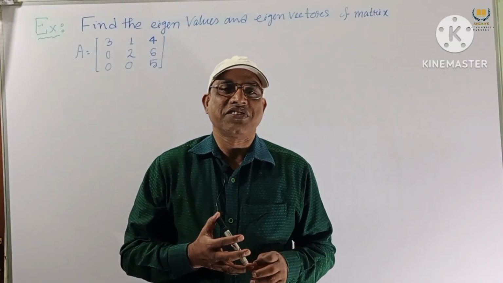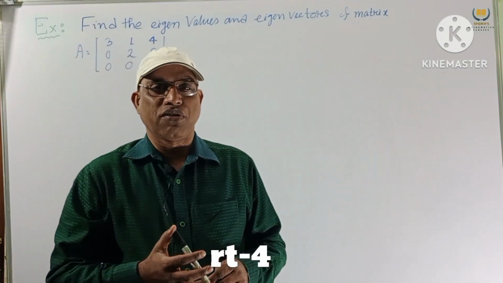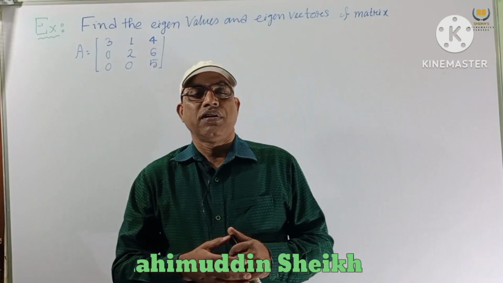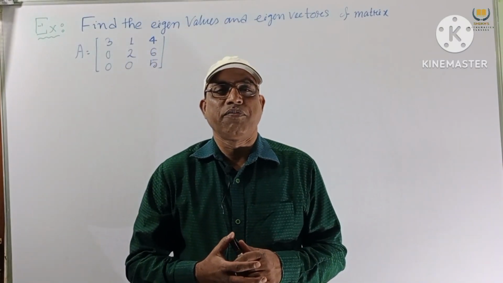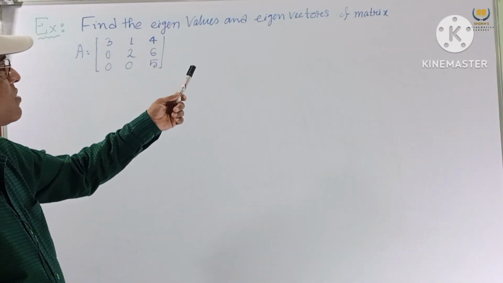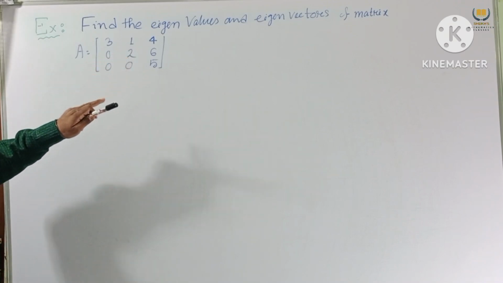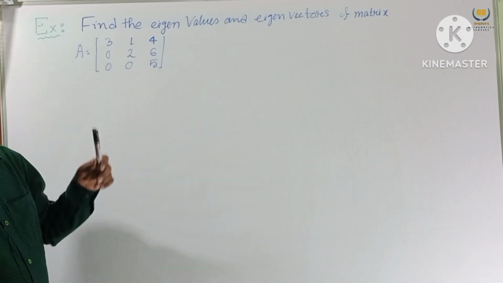So our main discussion is eigenvalues and eigenvectors. Last class we solved two problems of 2 by 2 matrix. Now let us consider one problem for 3 by 3 matrix. Find the eigenvalues and eigenvectors of matrix A equal to [3 1 4; 0 2 6; 0 0 5].